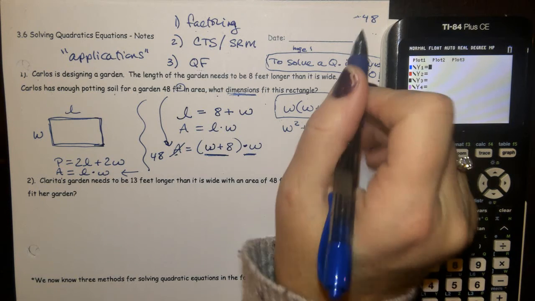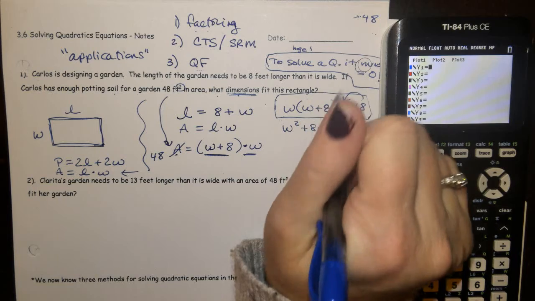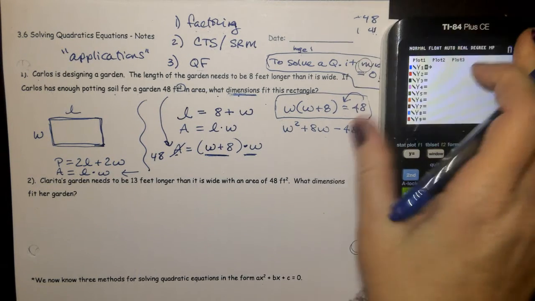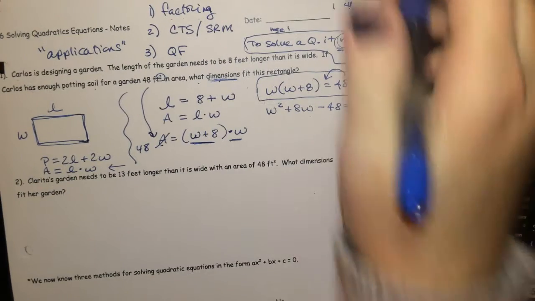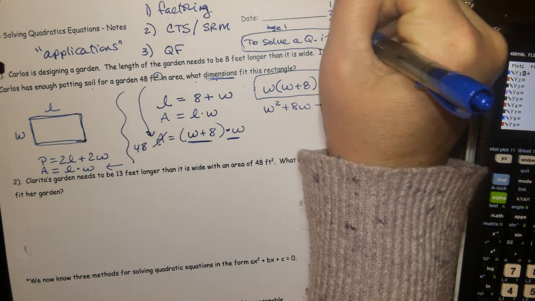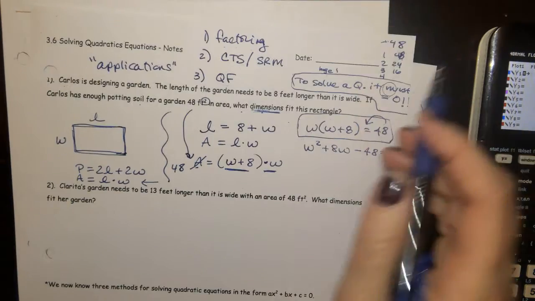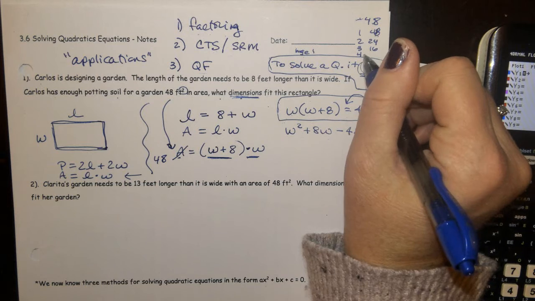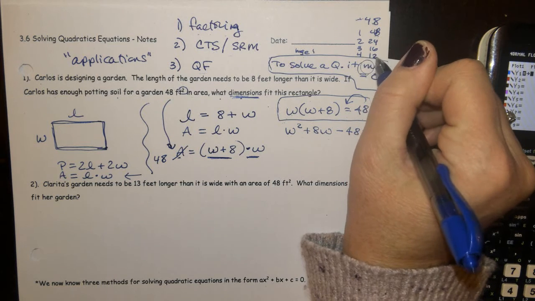But anyways, you're trying to think of factors of negative 48 that add up to 8. So 1 and 48, I just go in order. Let me get that out of the way. 1 and 48, 2 and 24, 3 and 16, 4. I just go in order, especially when it's a relatively large number. 4 times 12, well, there's our winner.